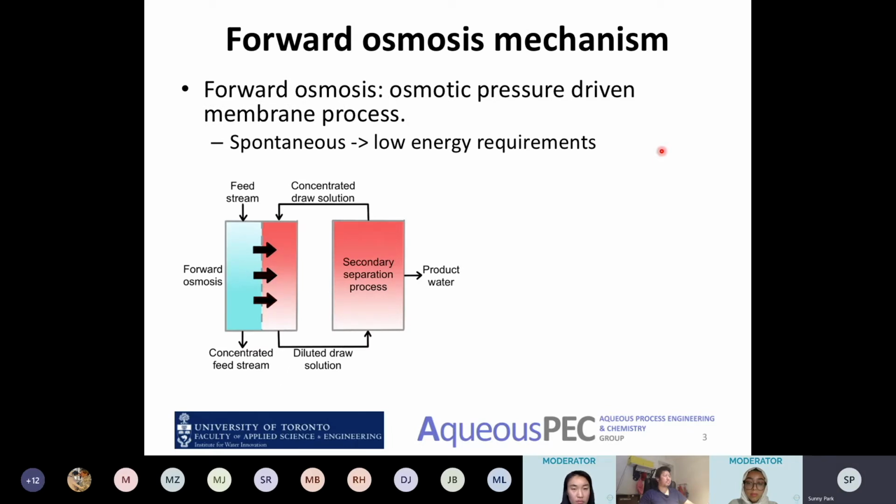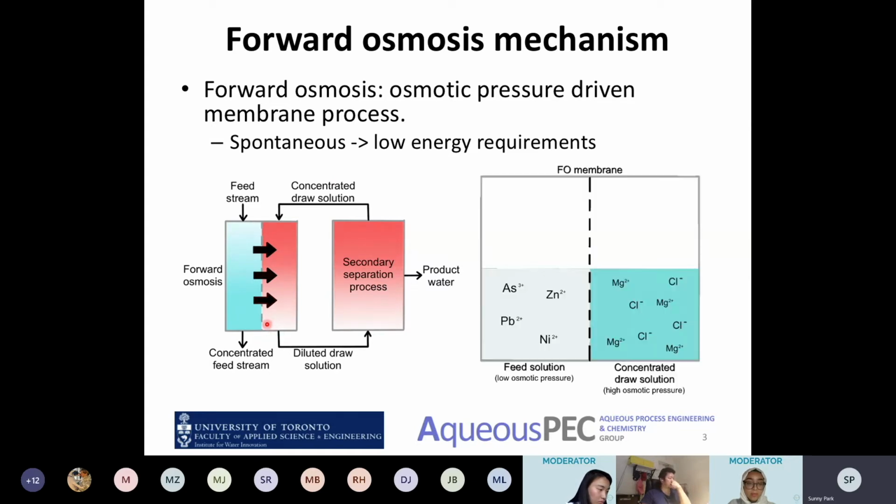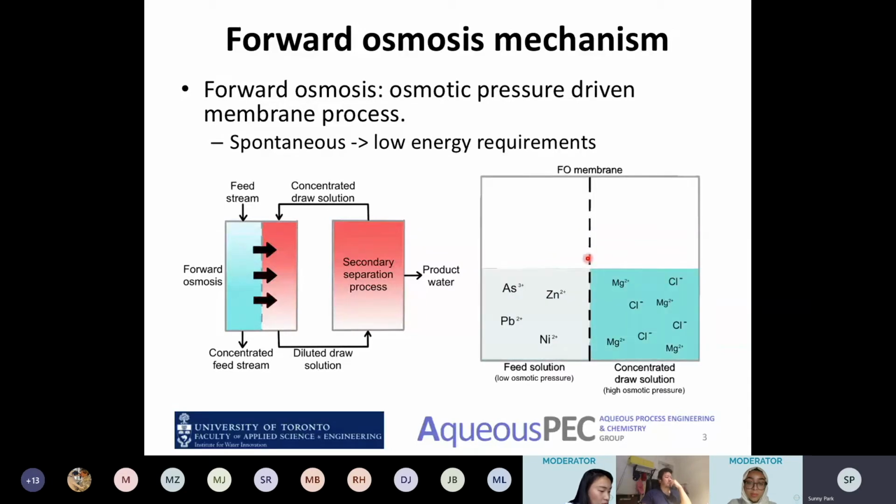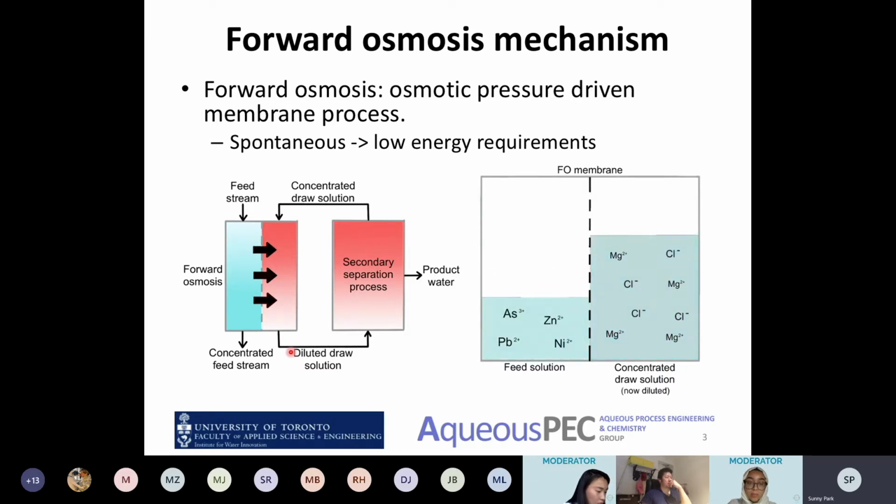Now, what is forward osmosis, you may ask? It is a spontaneous membrane process involving two streams: a feed stream, or effluent, and a concentrated draw stream. As the feed stream enters the system, it is separated from the draw by a semi-permeable membrane. As the feed stream travels through the system, the osmotic pressure gradient pulls the water selectively through the membrane from the low osmotic pressure solution to the high osmotic pressure solution. This results in the dilution of the concentrated draw solution and the concentration of the diluted feed solution.